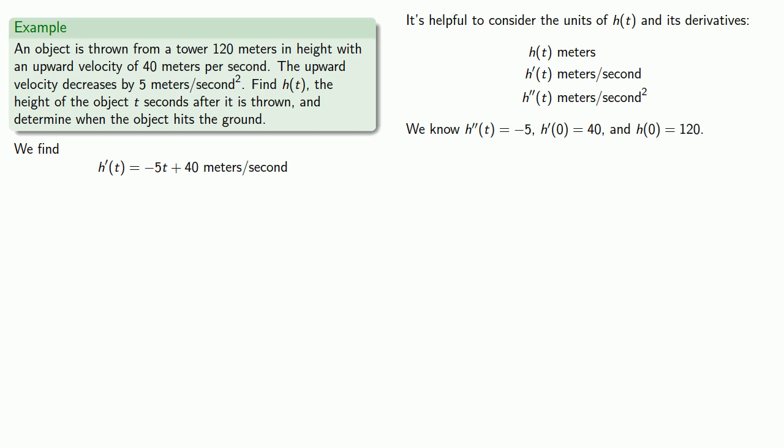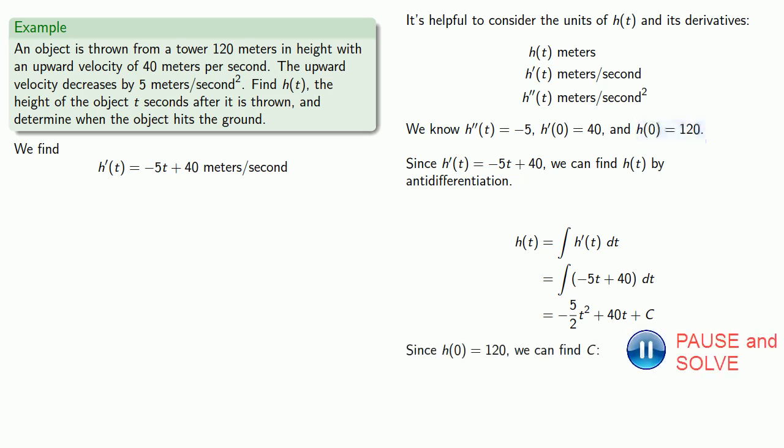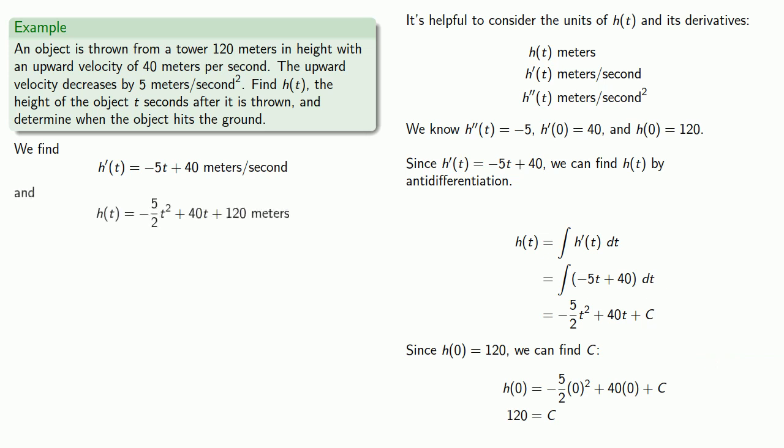And now I can find h of t by antidifferentiation. h of t will be the antiderivative of h prime of t. I know what h prime of t is, so I'll find the antiderivative. And again, don't forget that plus c, which we can find because we know that h of 0 is equal to 120. And so I have my formula for h of t, minus 5 halves t squared plus 40t plus 120 meters.